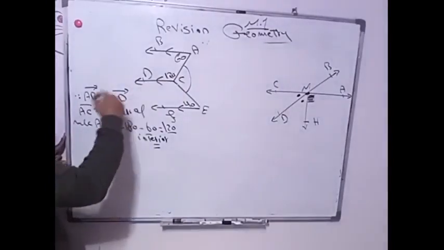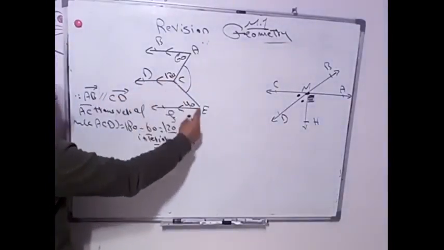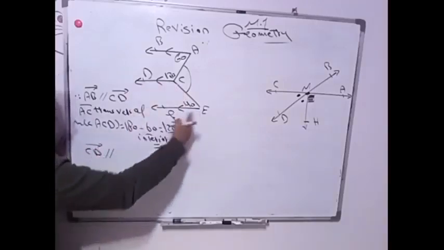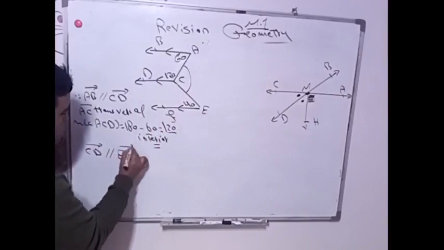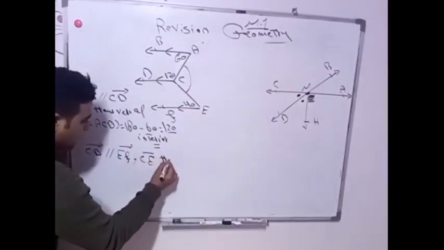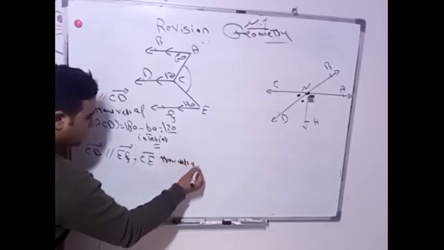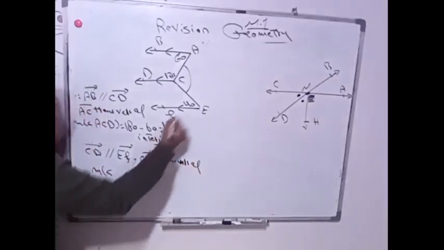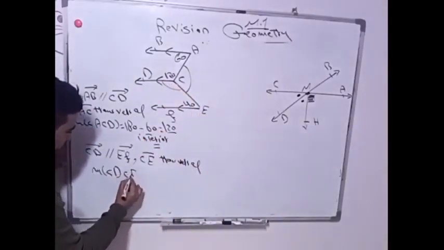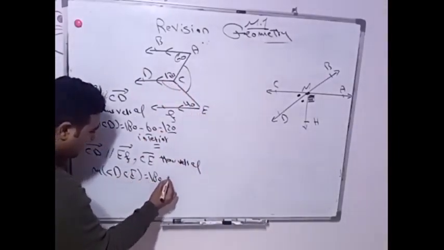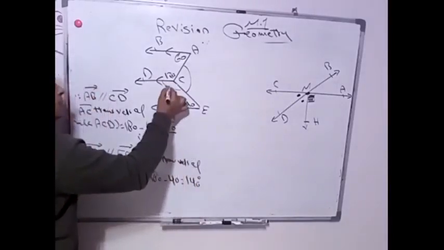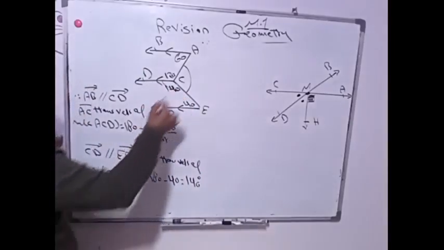But let's move to another U. This U, I have CD parallel EF, and CE transversal. So we have measure angle DCE equals 180 minus 40 equals 140 degrees. So this is 140, and this is 40. I want to find this angle.